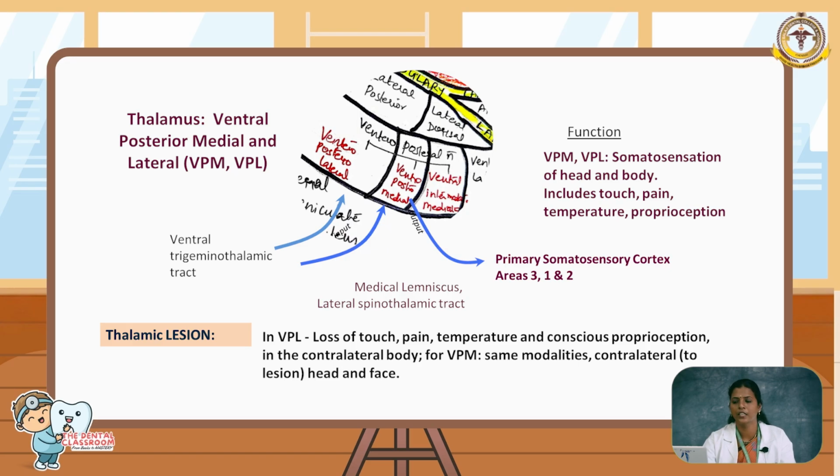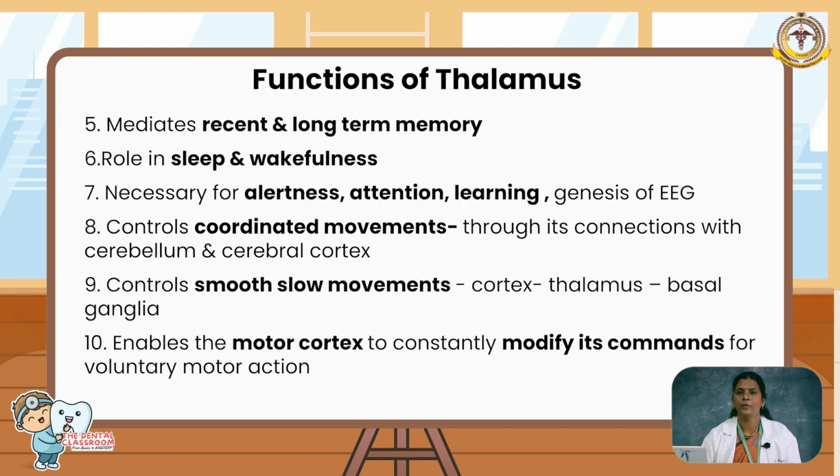A lesion in this area leads to loss of pain, temperature and proprioception in the contralateral part of the body, and the same modalities on the contralateral side of the head and face also. Other functions: it mediates recent and long-term memory. It has a role in sleep and wakefulness because it is associated with the reticular formation. It is necessary for alertness, attention and learning. It is important for the genesis of EEG.